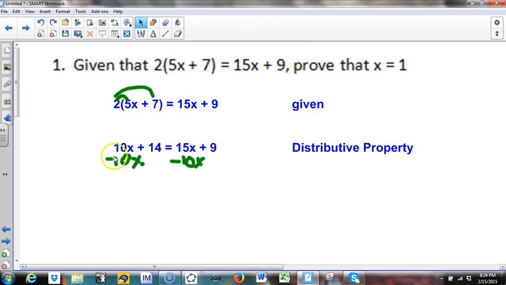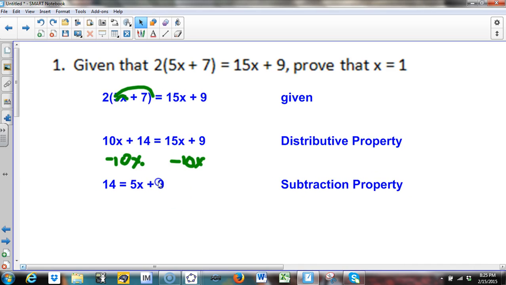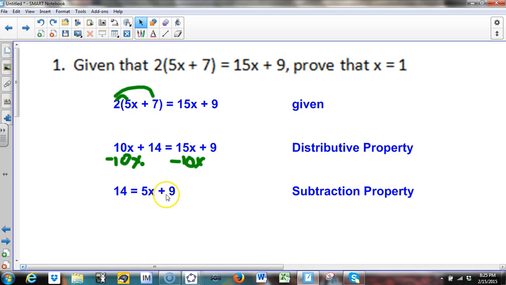Okay, so if we subtract 10x from both sides, we took away all the x's here, so there are no x's left on the left side, and we were just left with the 14 constant here. Then we had 15 x's, and we took away 10 of the x's, so now we have 5 x's left on the right side, plus our constant of 9. Now that we got our x's on the right side of our equation, let's get this constant moved over by adding the opposite, or subtracting that quantity.